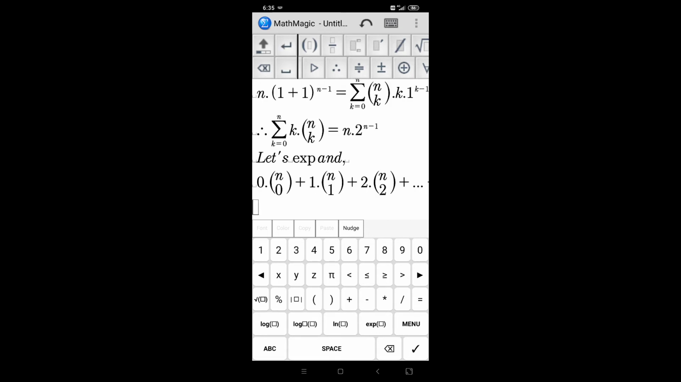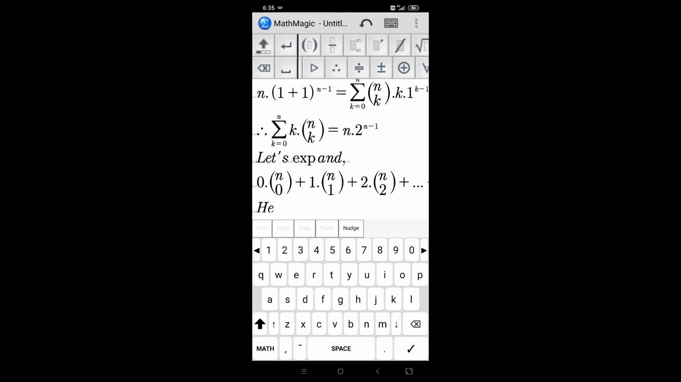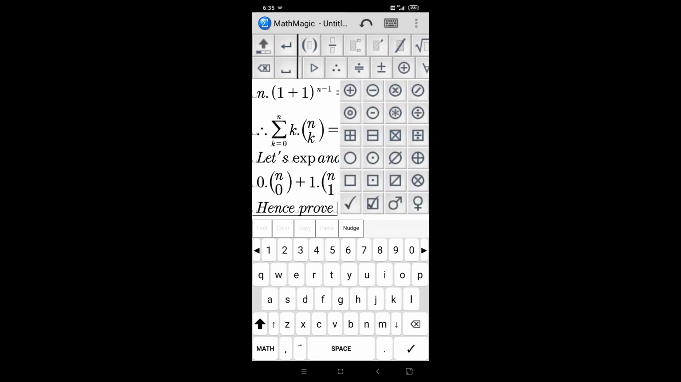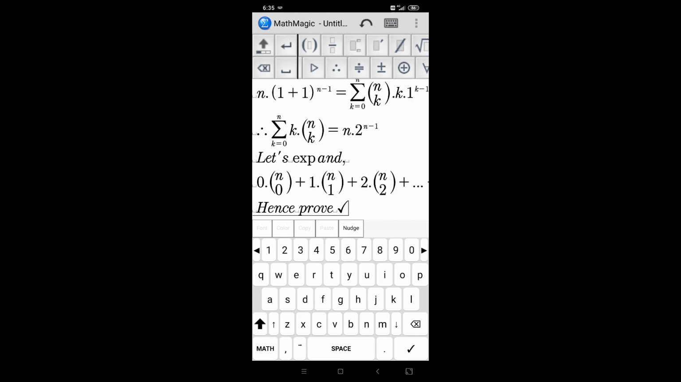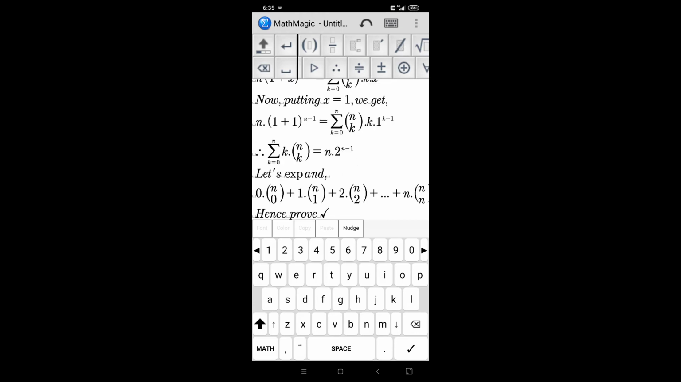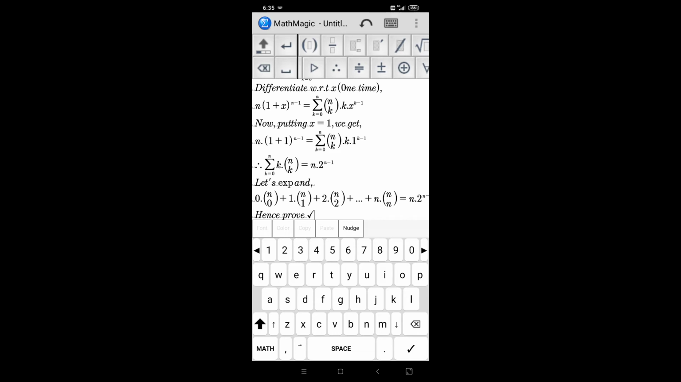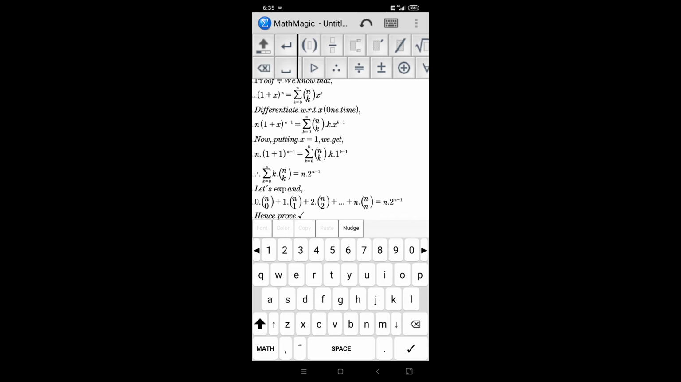So if you put the value of n, any number, you'll get that the answer will be n times 2 to the power of n minus 1. So hence proof. So this is our second identity proof, okay?